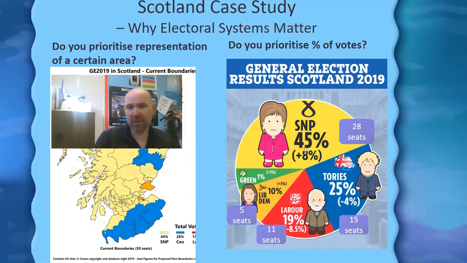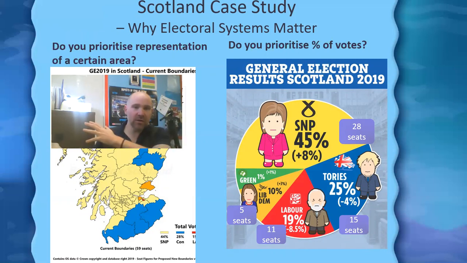So if the SNP gets 45% of the vote in Scotland, then they would get 28 seats, because there's something like 59 seats, I think, in Scotland. The Tories got 25%, so they'd get 15. Labour gets 19%, so they get 11. The Lib Dems get 10%, so they get 5. And the Greens got 1%, which actually isn't enough for an entire seat, so they get 0. And everything else below that gets 0 as well.